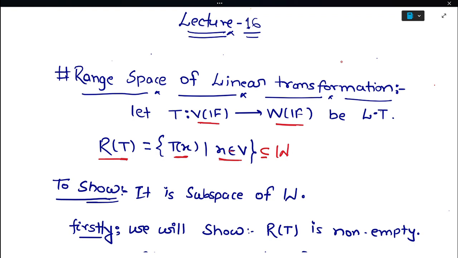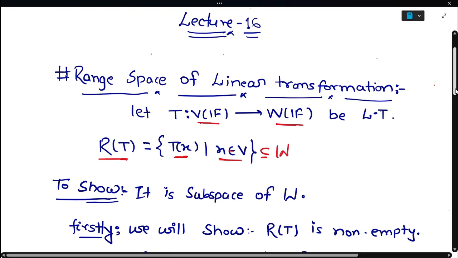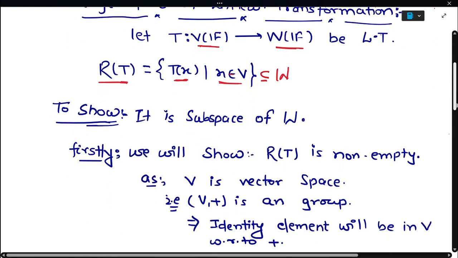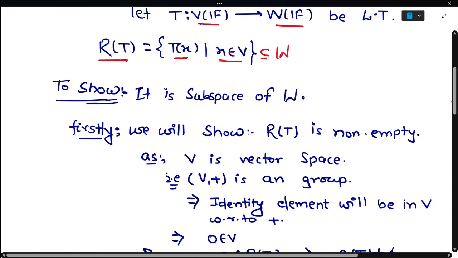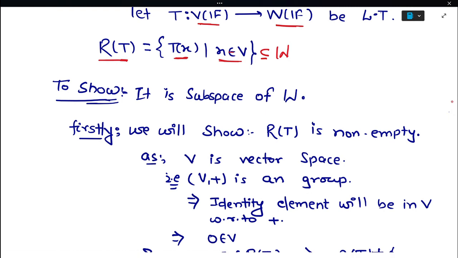Now we will show that it is a vector space, then it will be a subspace. To show it is a subspace of W, firstly we will show the range space of T is non-empty, which means we have to show there is an element which always lies in the range space.